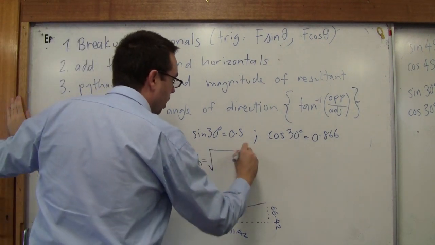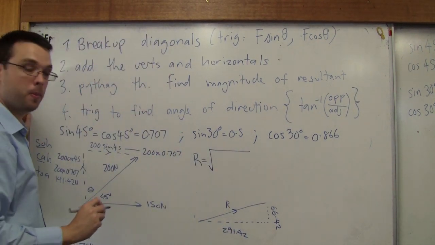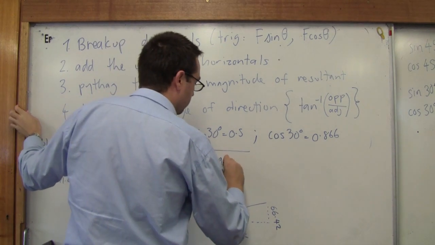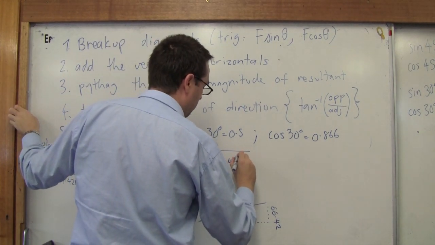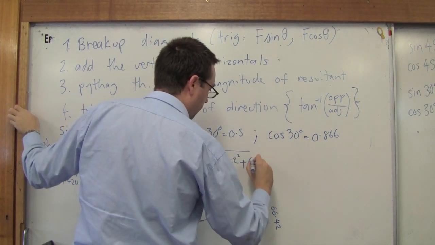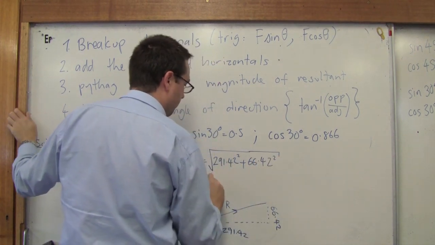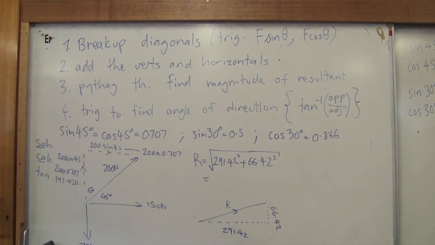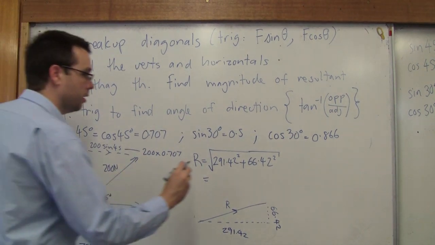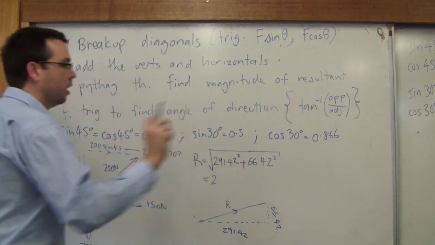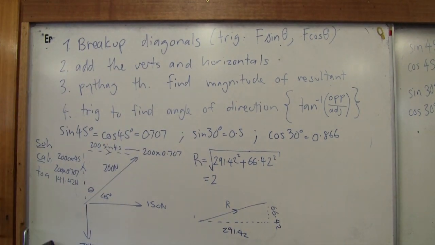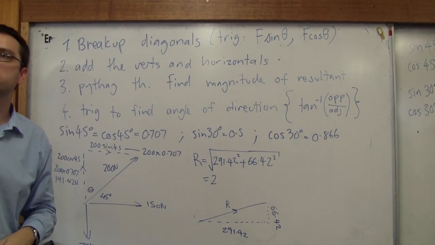R equals the square root of what? Are we happy with that as a concept? Yeah, sure. Can someone tell me the answer? 298.89. Okay. Are we happy with that as a plausible answer?